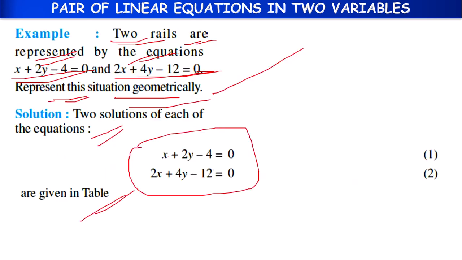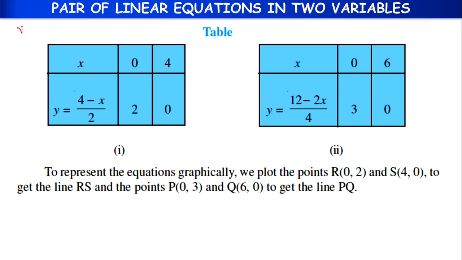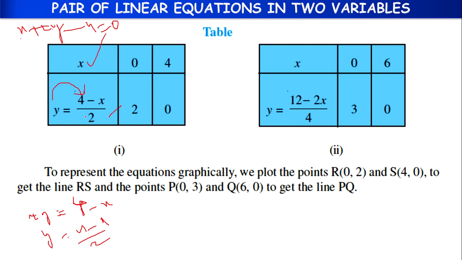Here the equation is x plus 2y minus 4 equal to 0. If we isolate y, 2y equal to minus 4 on the right hand side, plus 4 minus x, so 4 minus x. Here y equal to 4 minus x by 2. So this is y in terms of x, y equal to 4 minus x by 2.